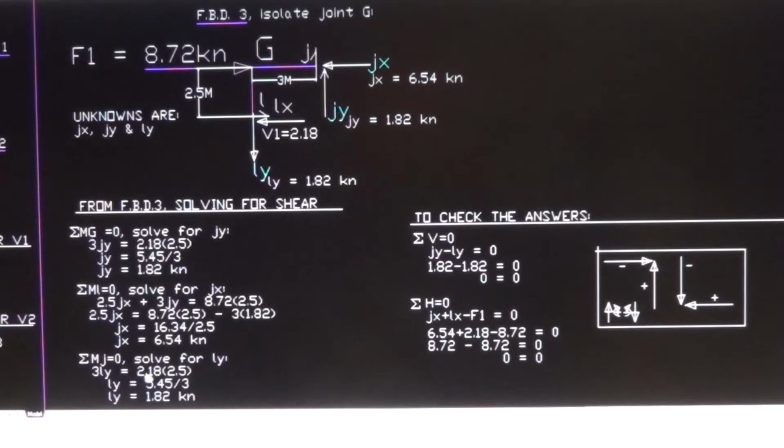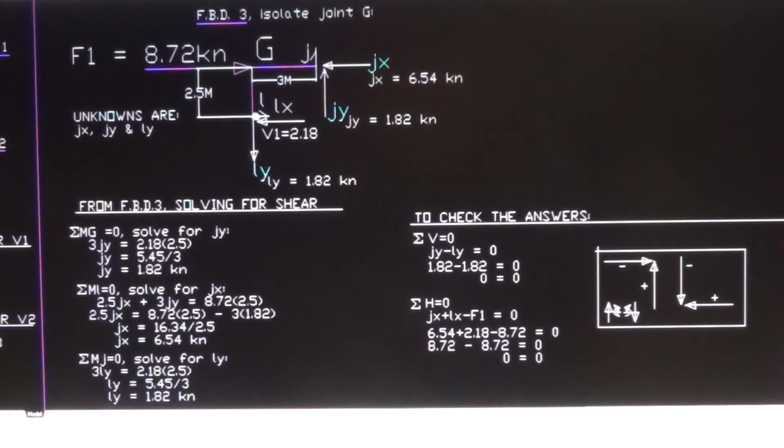It's 2.818 times the lever arm, which is 2.5. So this is the moment axis of rotation here. The Lx, 2.18, will rotate clockwise, and that's positive, alright.